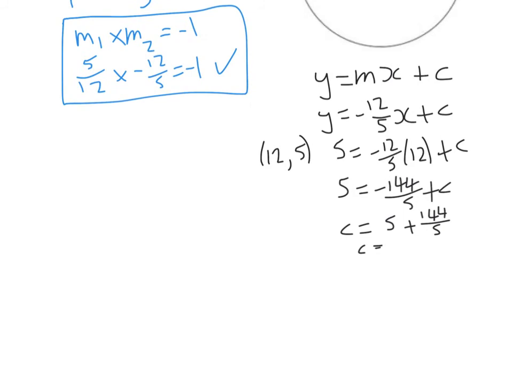As a mixed number, 33 4/5. So the equation of the straight line, the tangent, is y equals minus 12 over 5 x plus 33 4/5. A nicer way, maybe more at A level, would be to multiply it all by 5 to get rid of the fraction and bring it to the left hand side, but we'll not worry about that.